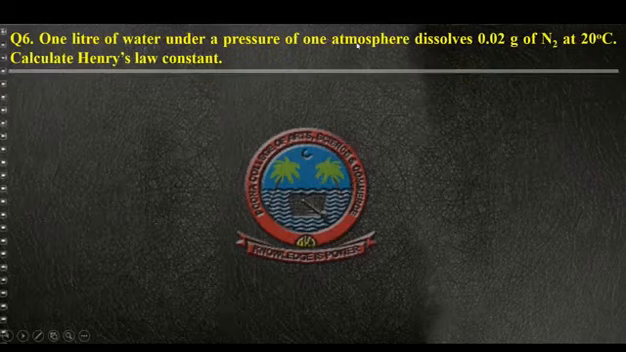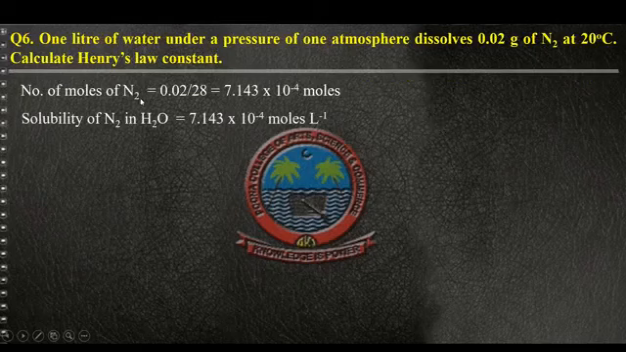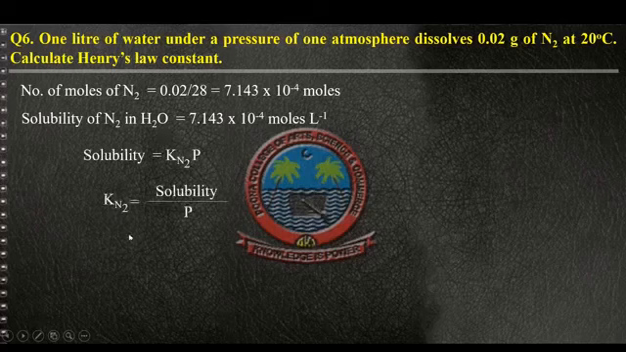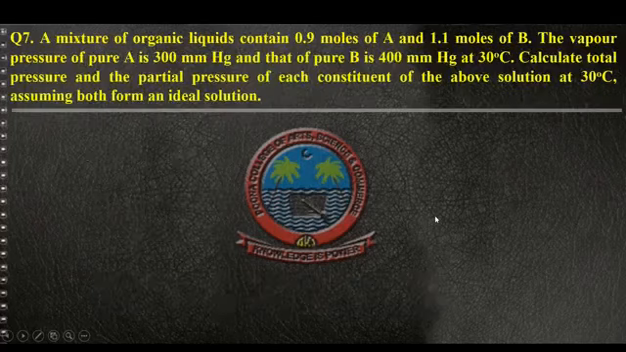1 liter of water under pressure. Now the pressure is 1 atm, the solubility is this much. So the number of moles of N2 dissolved is 0.02 divided by 28, because 28 is the molecular weight of nitrogen. So solubility you can find out from here. Henry's law constant can be given like this.